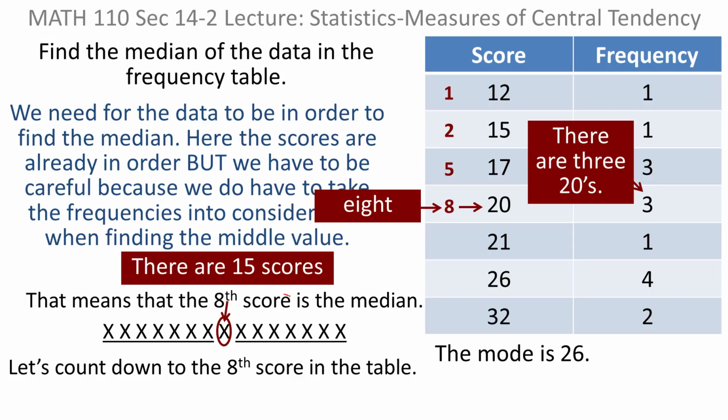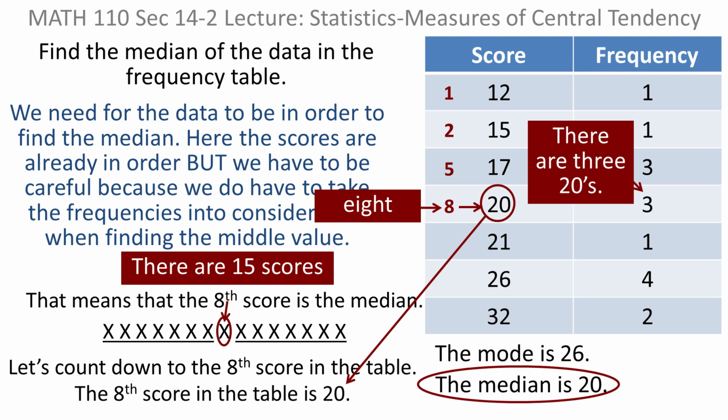We know the 8th score is the median, so the 8th score happened to be a 20, so the median is 20. Given a frequency table, if the data is in order, it's pretty easy to find the median, but you do have to be careful about counting those frequencies properly.